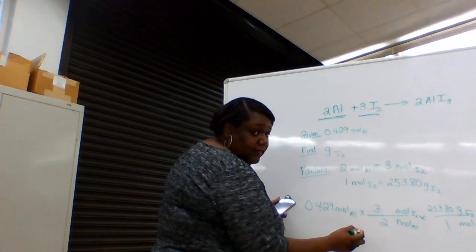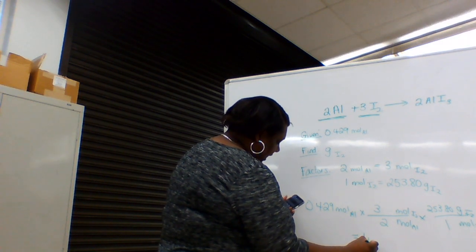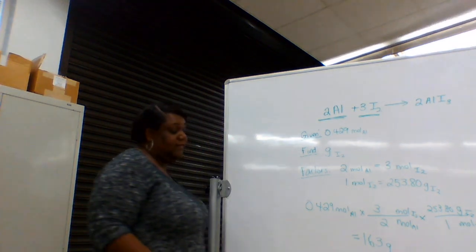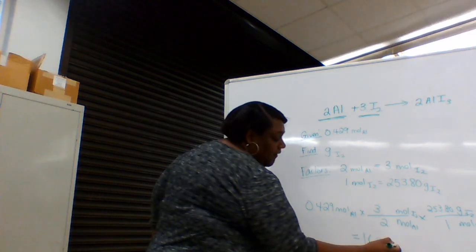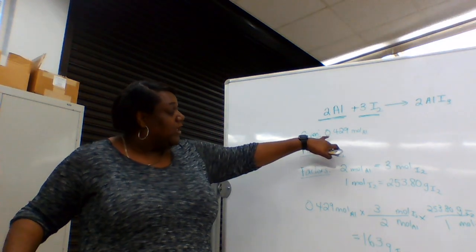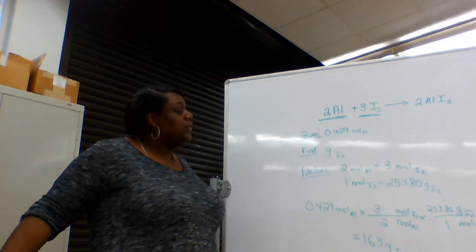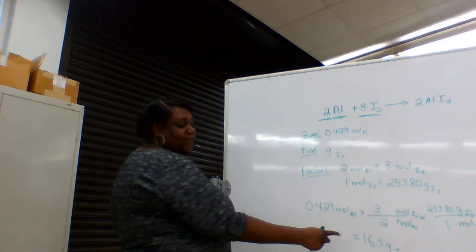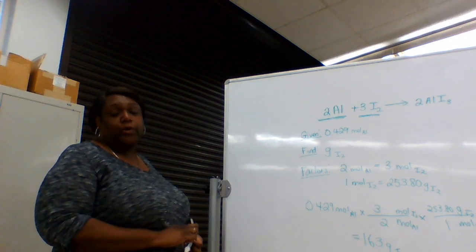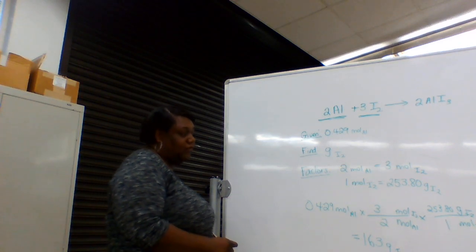And when I do that, for this problem, and I should have 3 sig figs, I end up with 163 grams of I2 as the response. So if I start with 0.429 moles of aluminum, I have to have 163 grams of I2 in order for my reaction to happen.